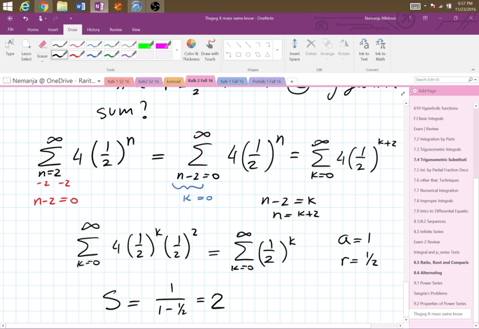So I hope that this was clear from this example that our R remains the same and the value of A changes from 4 to 1 because of the shift in the counter. And we have A equals 1, R equals a half, plug everything in the formula A over 1 minus R, and the value is 2.